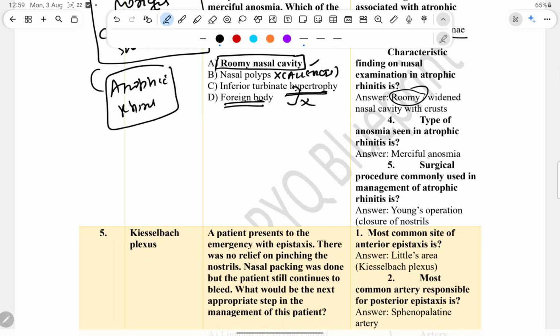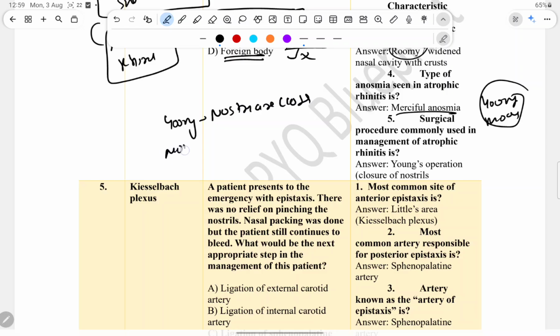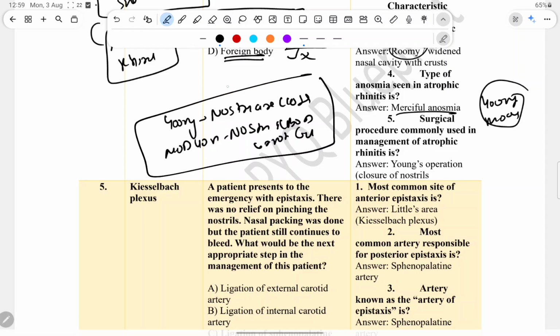Type of anosmia seen is merciful anosmia. Surgical procedure we can do is Young's or modified Young's. Important: in Young's, nostrils are closed, but in modified Young's, the nostrils are not completely closed. It can be an important question.